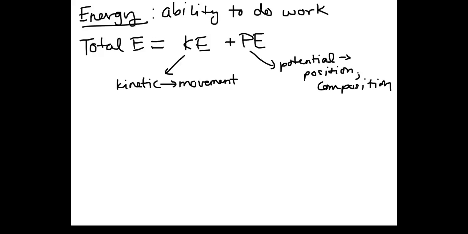Now, when we have two types, this exchange can go in two different directions. We can have energy going into the system or energy coming out of the system, or the reaction. Does anybody know what it's called when the system releases energy? Exothermic, excellent.